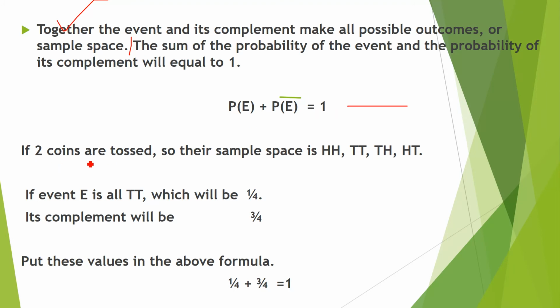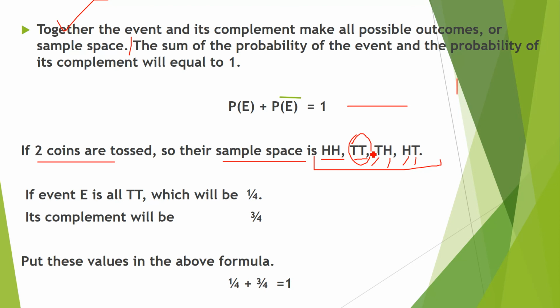Suppose I toss two coins together. Their sample space, the total number of possibilities: maybe both heads will come, maybe both tails will come, maybe one tail and one head will come, or one head and one tail. There are only 4 possibilities if I toss two coins, not more than 4. This is called the sample space. If I say that out of these 4, both tails will come, this is the event.